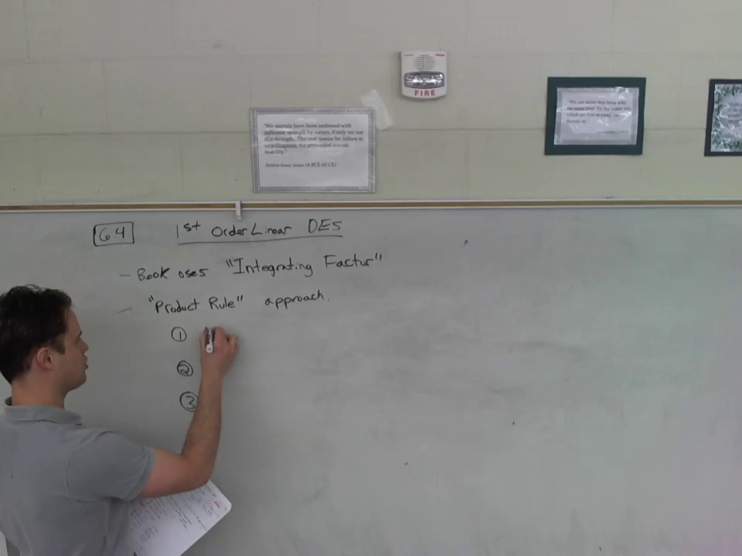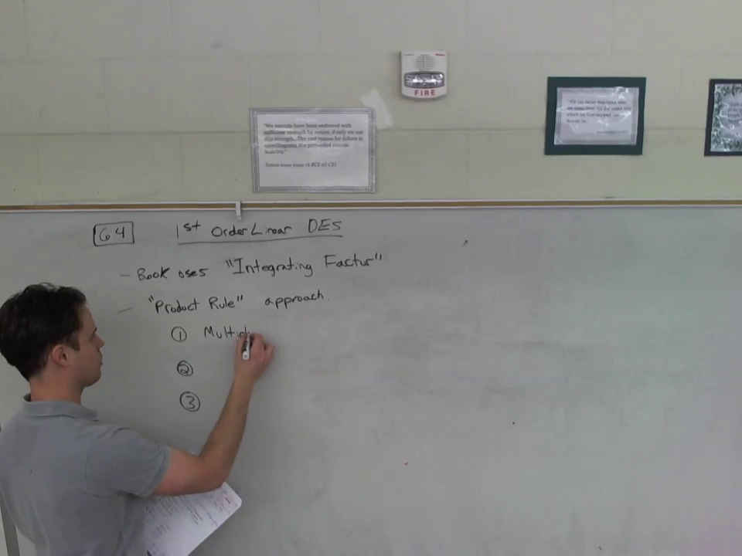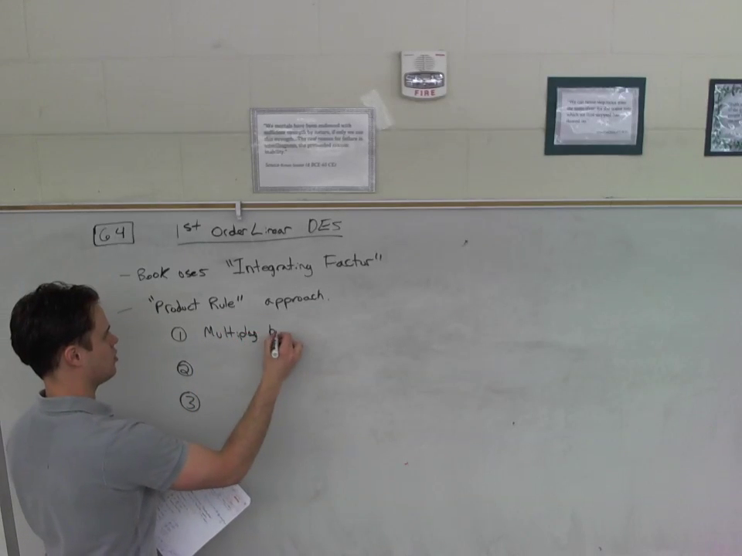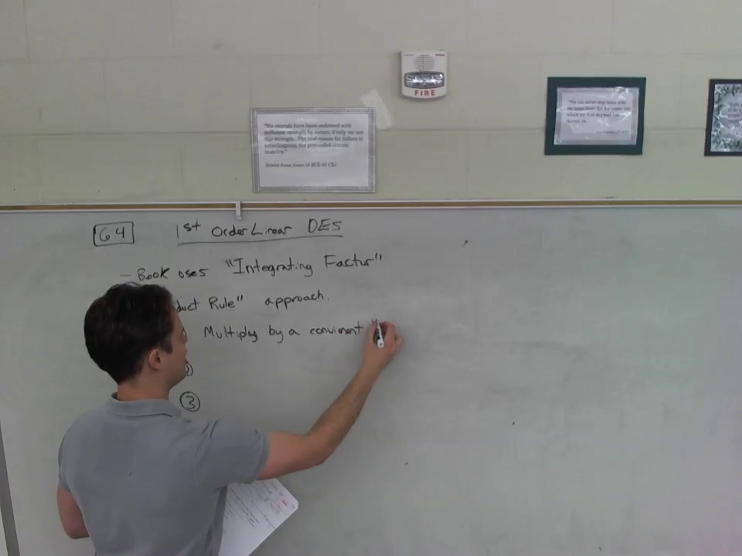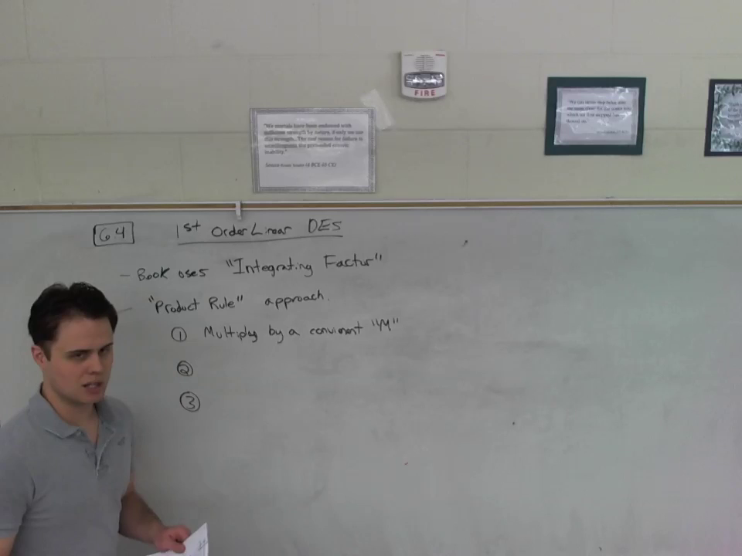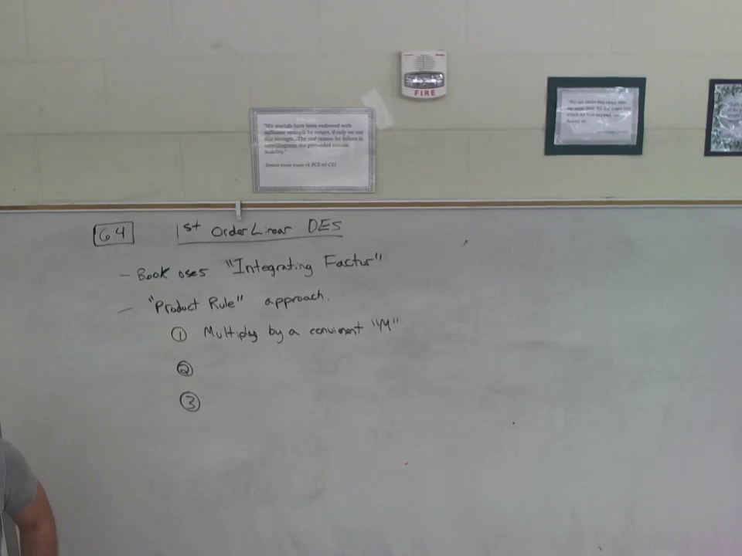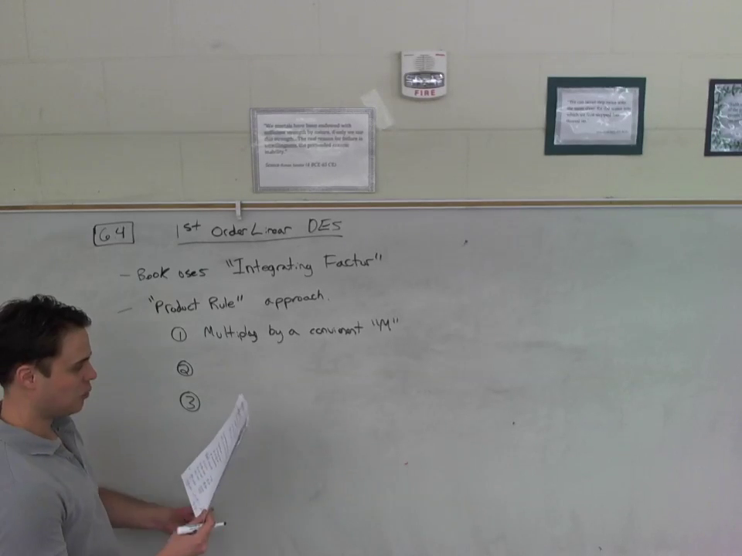Here's what you do. First, we're going to multiply by a convenient m. I called it m because I like m and because I'm multiplying by it. You can call it whatever you like. I think that also might match the book's notation, but whatever. Multiply by something convenient. It's like a storage receptacle. Call it whatever you want.